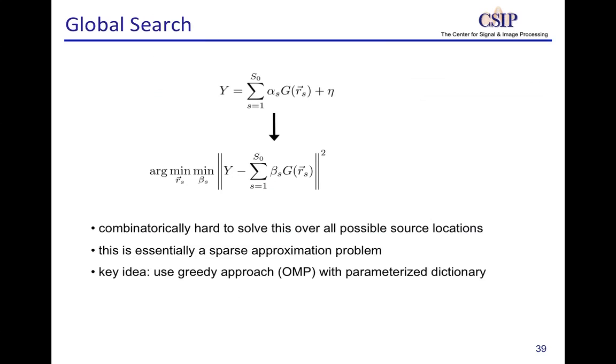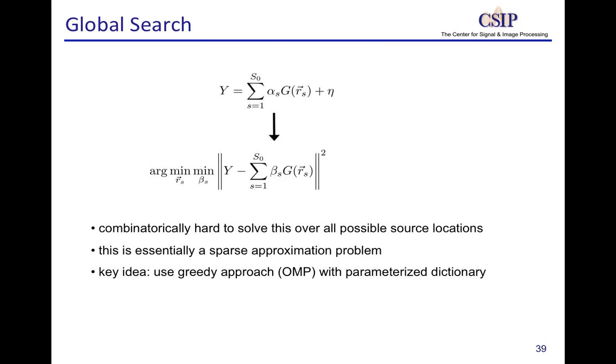Okay, so this is what we would do if we could. We would do a global search, basically. So we would do the same kind of approach that we did before. We'd do least squares estimate, and we'd minimize this over all source locations R of S and all complex amplitudes beta of S. Unfortunately, this is a combinatorically hard problem to solve over all the different source locations. But it is essentially a sparse approximation problem. It's very common to what we have encountered in other types of compressed sensing approaches.